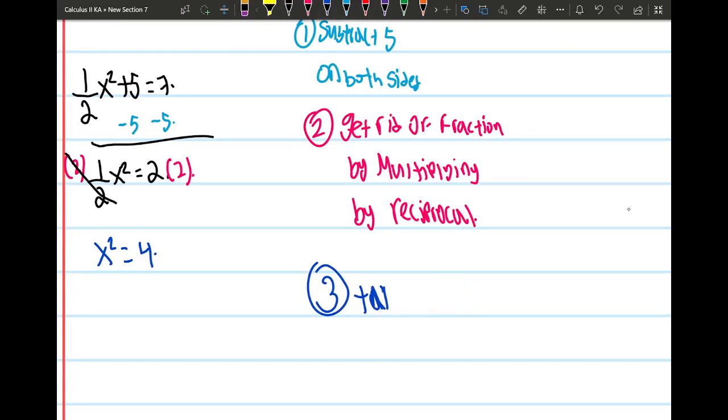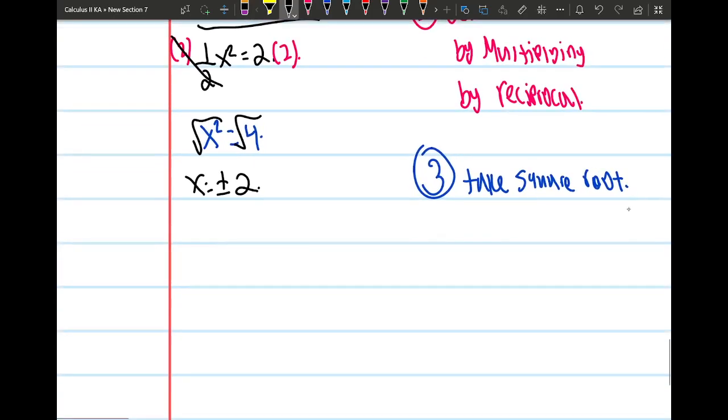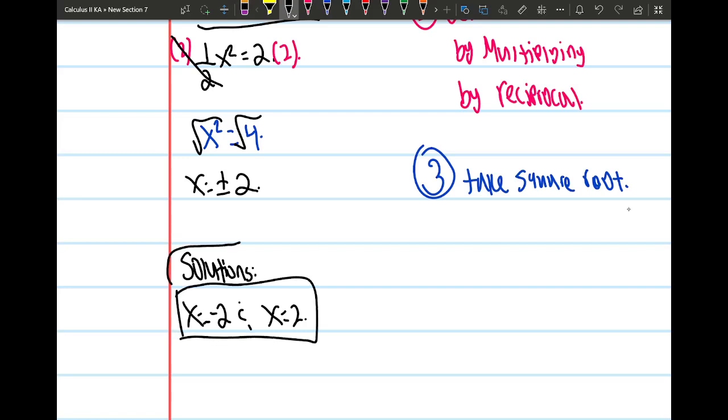I'm so sorry for my handwriting, guys. Take square roots. Okay, so then we would do that. So take the square root of both sides. We would get x equals, and again, remember to do plus or minus, and it's going to be plus or minus 2. So we know that our solutions are x equals -2 and x equals 2. Again, it doesn't matter how you write it as long as you state it.